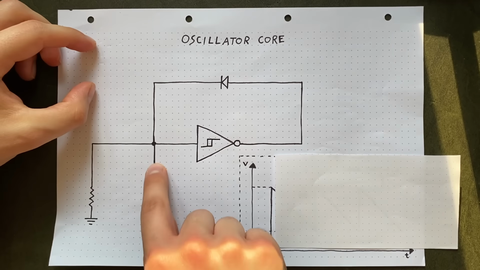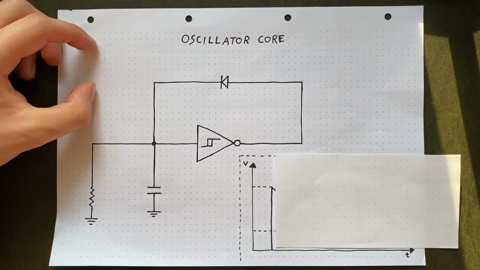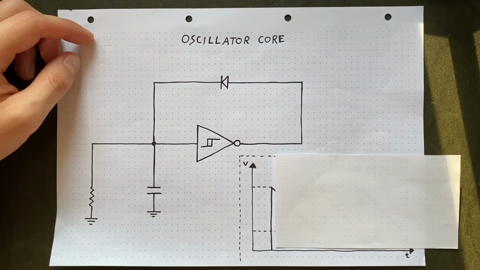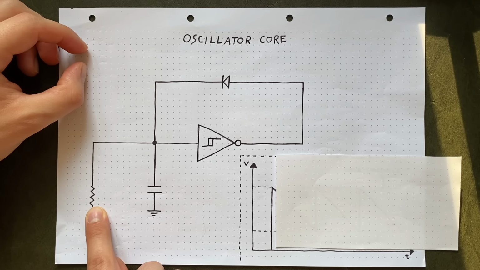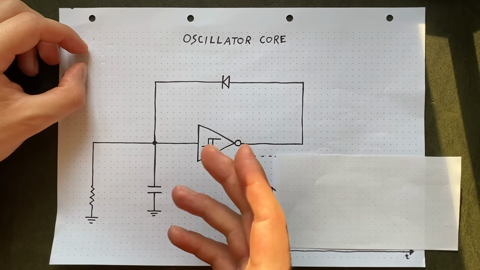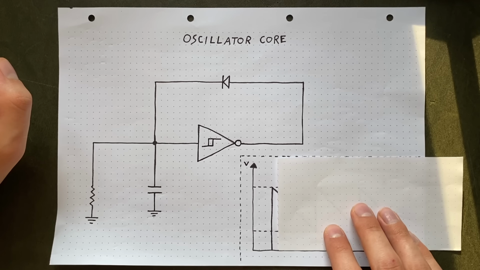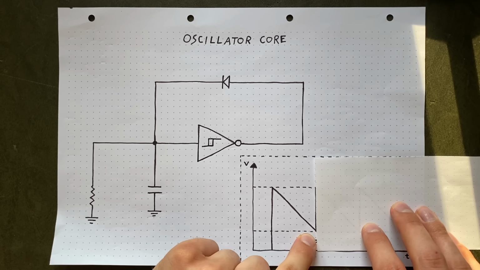Well, it can't go this way because the diode is blocking that. There's only one pathway this time, through our resistor and to ground. But because that resistor is restricting the amount of water that can pass through, our capacitor won't discharge instantly. It will take some time. So on our graph, we'll see a slow decline. This will keep going until we reach our Schmitt trigger's lower threshold.